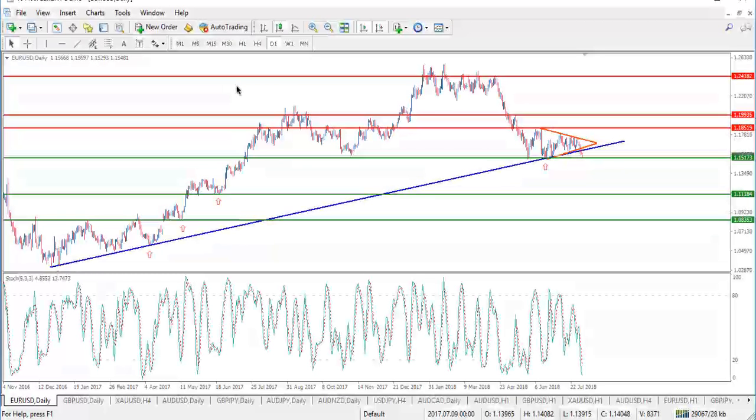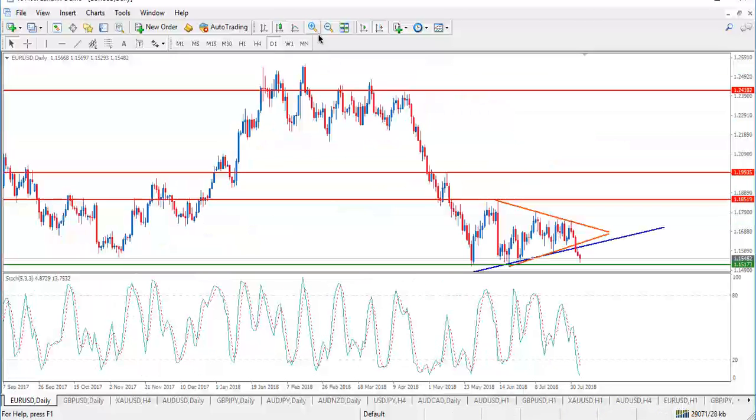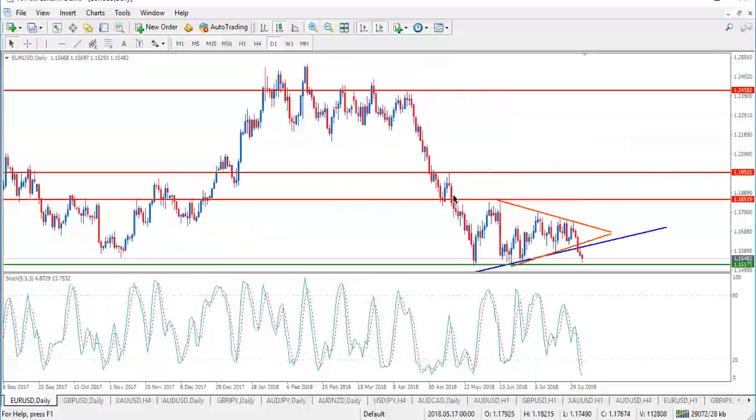As usual, we're going to start with the euro against the American dollar on the daily time frame. As you can see here, we have an uptrend line that we mentioned last week, which we can see in blue. We also mentioned that we have a symmetrical triangle that we can see here, and here we have a very strong support level that is 1.1517.